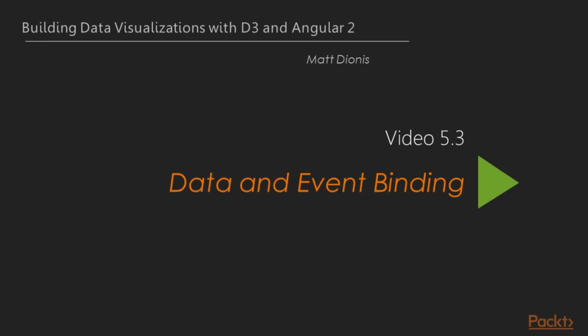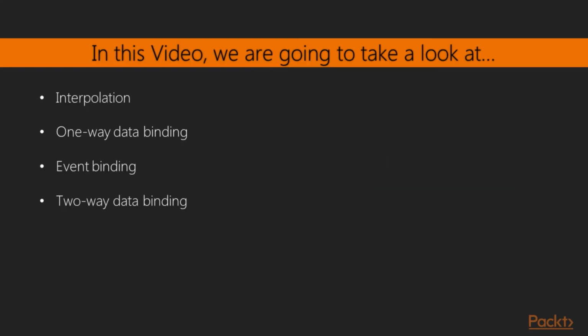Now that we understand components, let's take a look at how we bind data between our class and template in Angular 2. First, we will discuss simple interpolation. Next, we will learn about one-way data binding. We will then switch gears to discuss event binding. Finally, we will put all we've learned together as we go over two-way data binding.